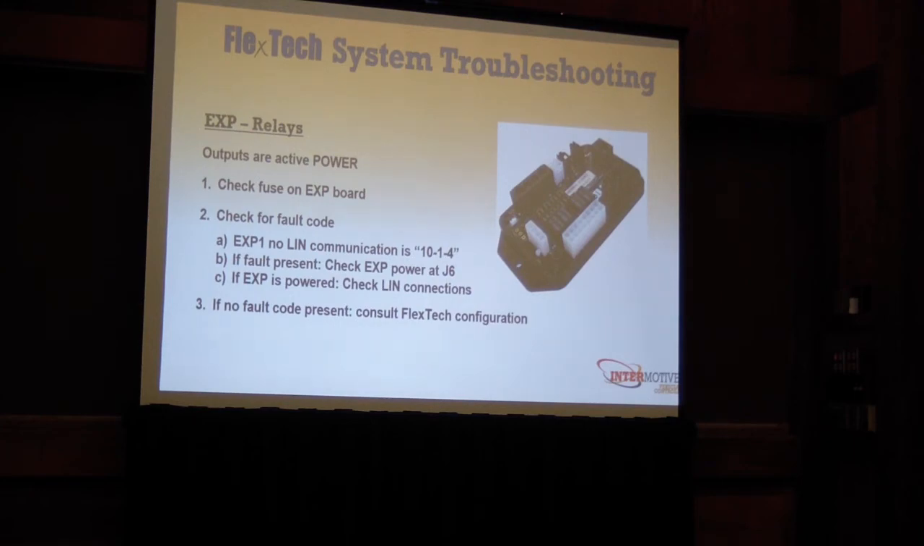EXP also has LEDs that indicate fuse blown. And you can use onboard LEDs to determine if the relay coils are active. If a relay isn't coming on when you think it should be, and you've consulted the configuration, it could be due to link communication, power to the module, but you may have to go back to configuration and make sure we understand the conditions required.